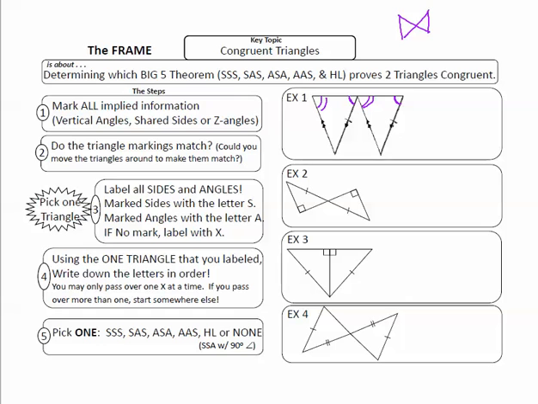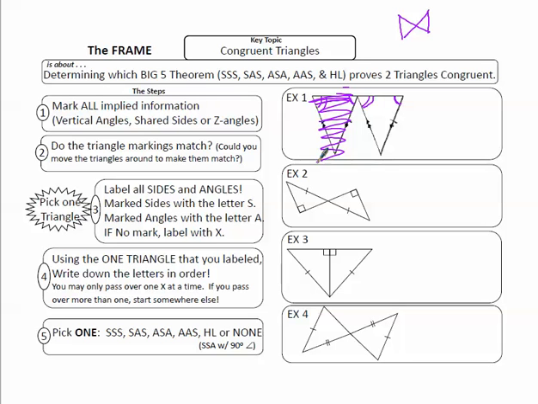So now I want to cover up and get rid of one triangle completely because when they're glued together it ends up being a big mess. So I'm going to go ahead and cross through one because they are marked the same. I did number 1, check. I marked all the implied information. Do the triangles match number 2? They do. And now I'm going to label all the sides and angles. But I need to pick one triangle. I'm picking the one on the right.